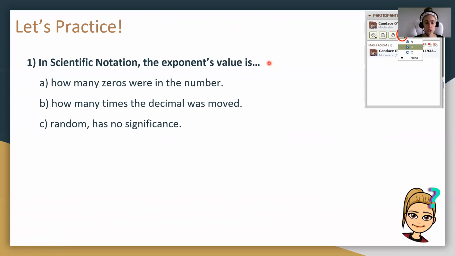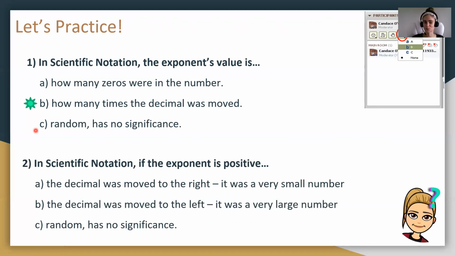So in scientific notation, the exponent's value is A, how many zeros were in the number, B, how many times the decimal was moved, or C, totally random, no significance. All right, if you don't have the answer yet, hit pause because I'm going to reveal it. It is B. The exponent's value tells you how many times you had to move that decimal point in order to rewrite it in proper scientific notation form.